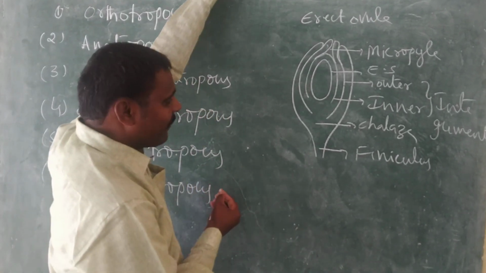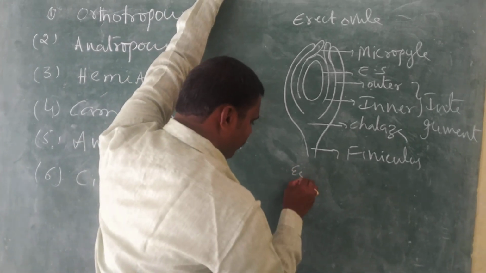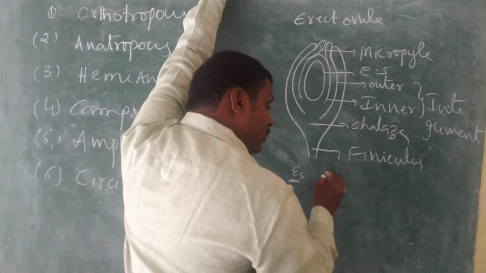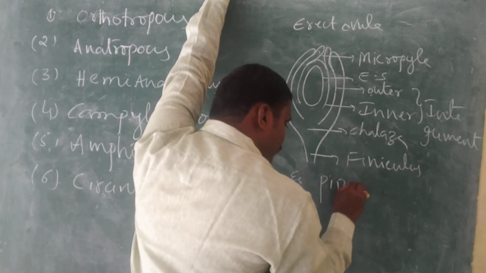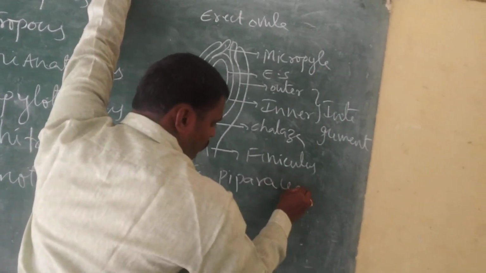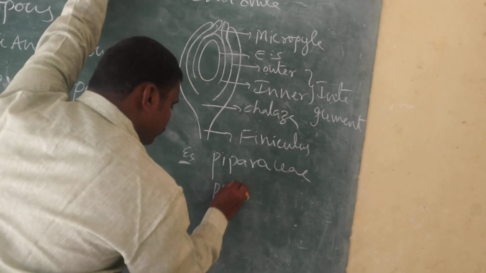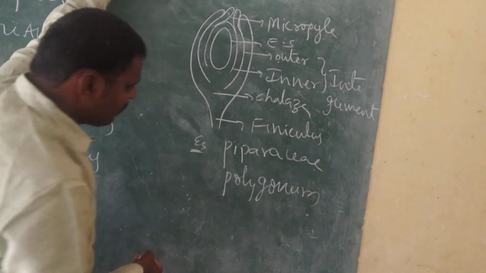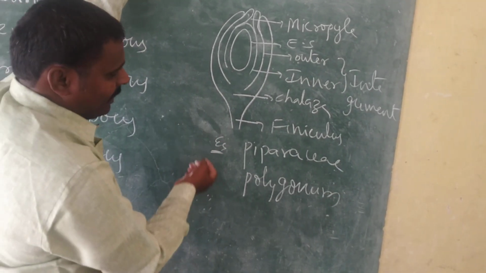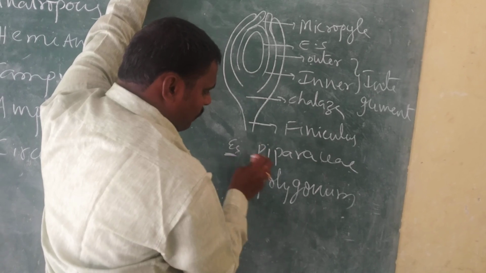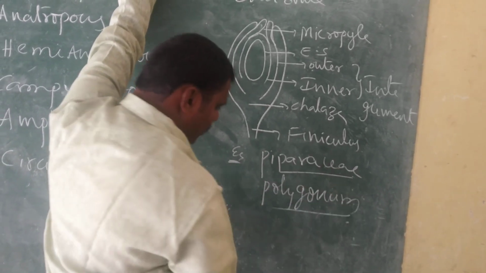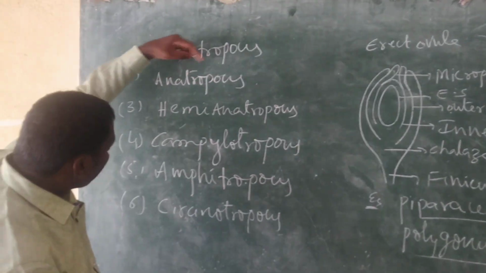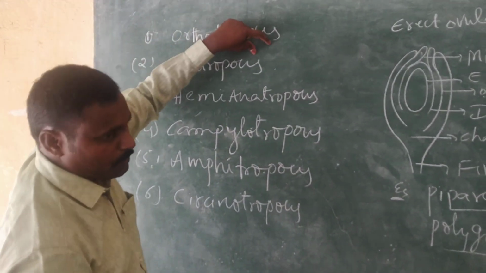In which members can we find these orthotropous ovules? For example, this type of ovules are observed in the members of family Piperaceae and Polygonaceae. Orthotropous or erect ovules are observed in members of Piperaceae and Polygonaceae.